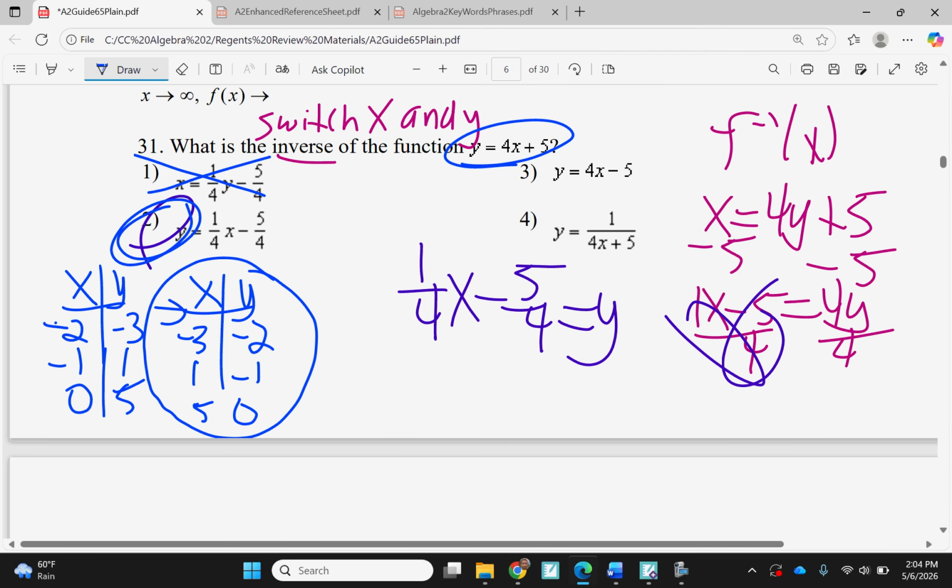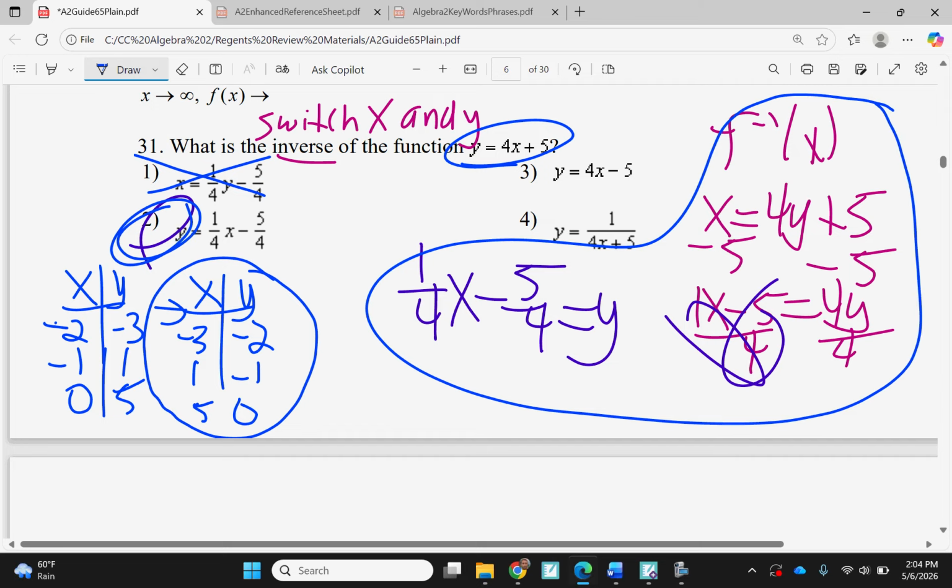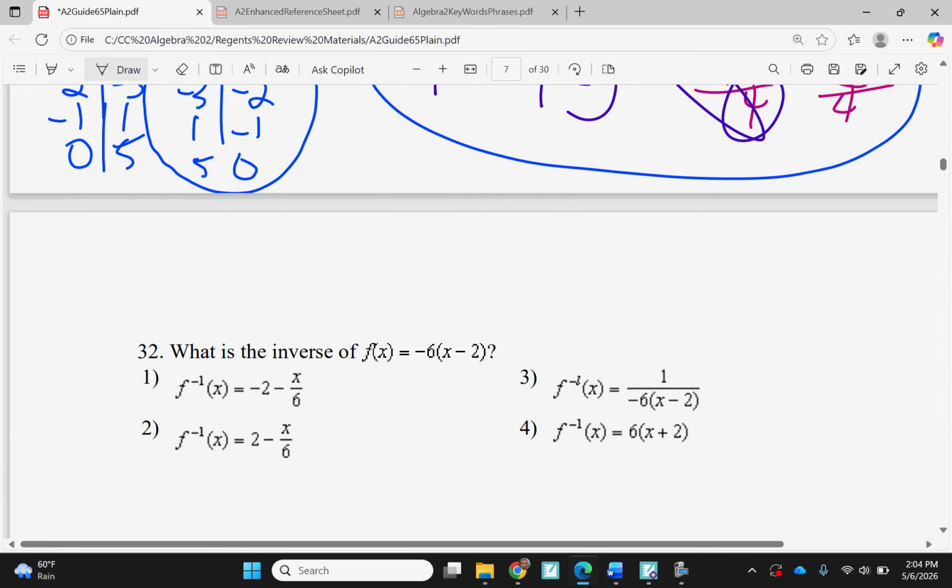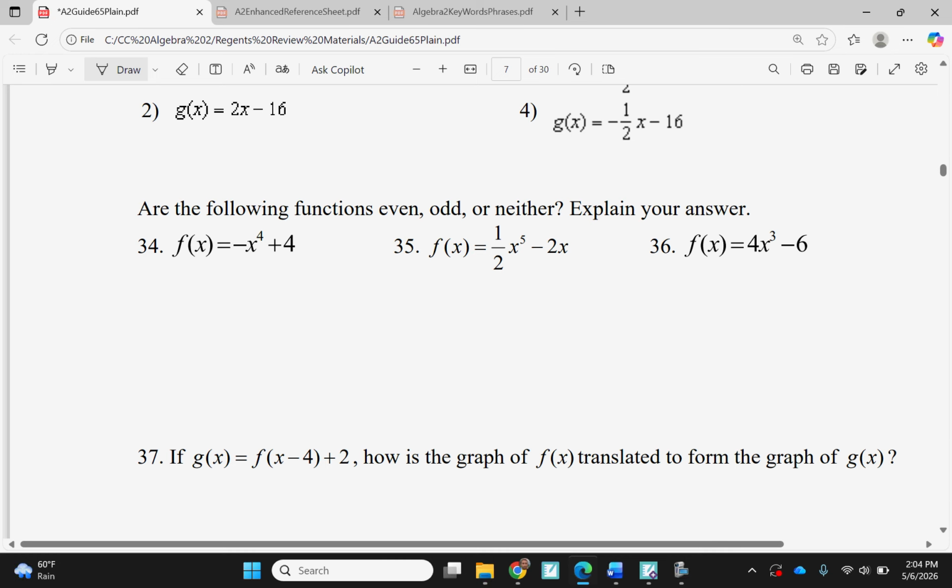So the algebra can get nasty, which is why I like the strategy. If it's open response, the strategy is not going to help you. You're going to have to do this. But honestly, I would like you to be able to do it both ways because both ways aren't very difficult. That being said, algebraically can get difficult depending on the problem, where the strategy is not.